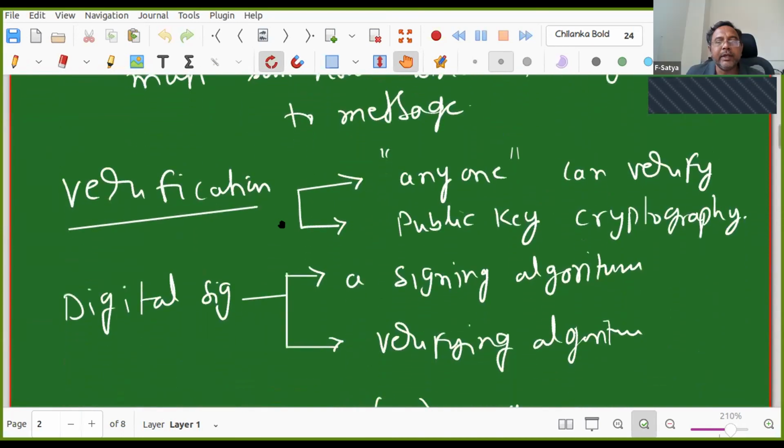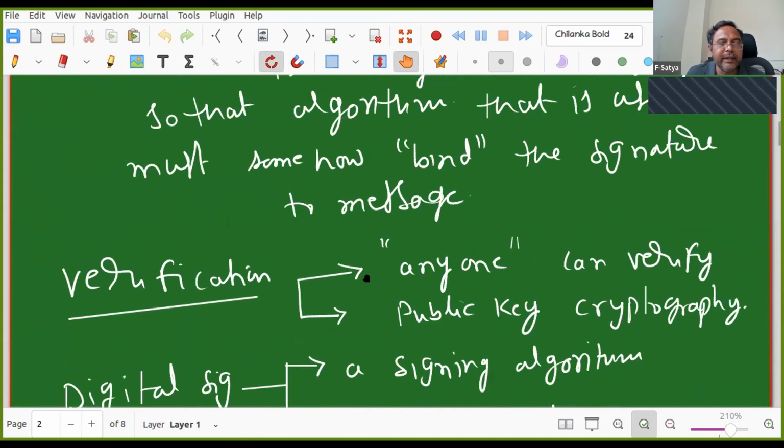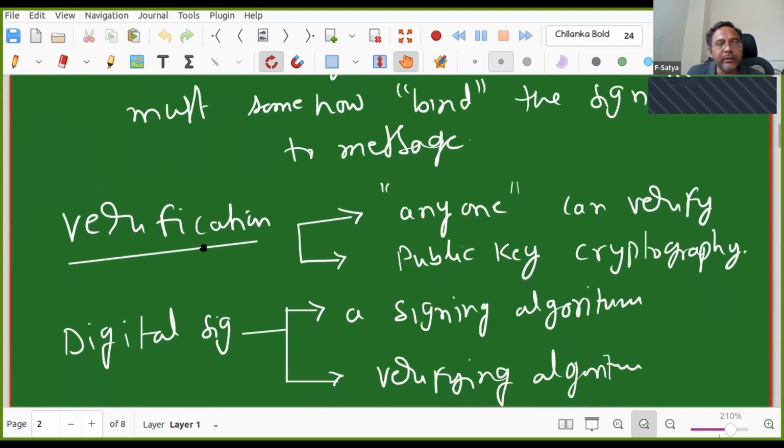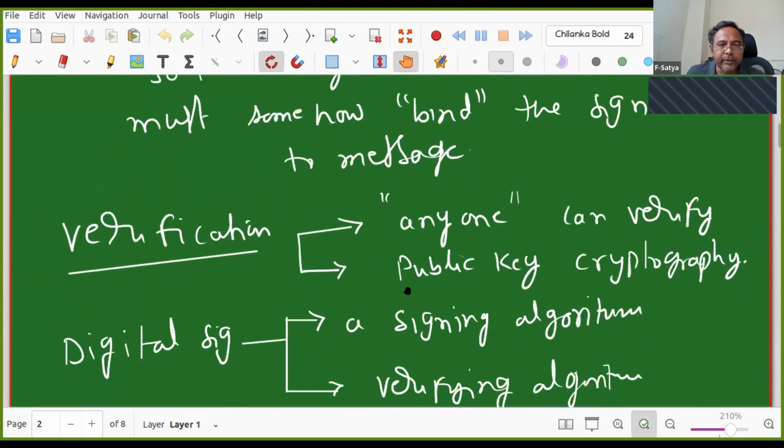So now, verification. Verification means that anyone can verify. That is the beauty of this. Anyone can verify that it is signed. That is the purpose also, right? The audience, whoever receives it, can verify it, and it is signed only by that person. And which one is used for verification in this scheme? A public key crypto system is used.